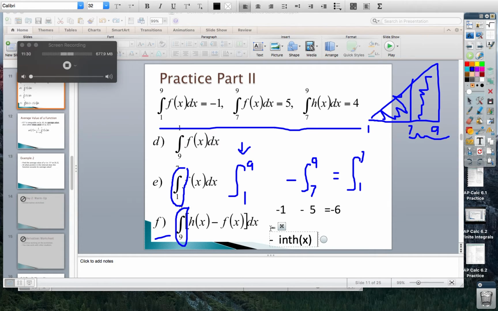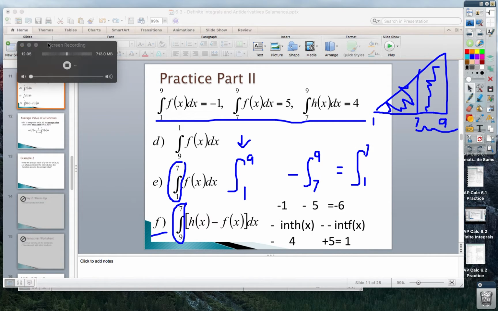And then we already have a negative on the f of x. We're going to have a negative f of x. So negative integral of f of x. And what that's going to do, we're going to have a negative here, and the integral of h of x from 7 to 9 is 4. We know that these two addition signs down here are going to become a positive, and we know that the integral from 7 to 9 for f of x is 5. Therefore, our answer is just going to be 1. So now you found the limits given the rest of those functions.